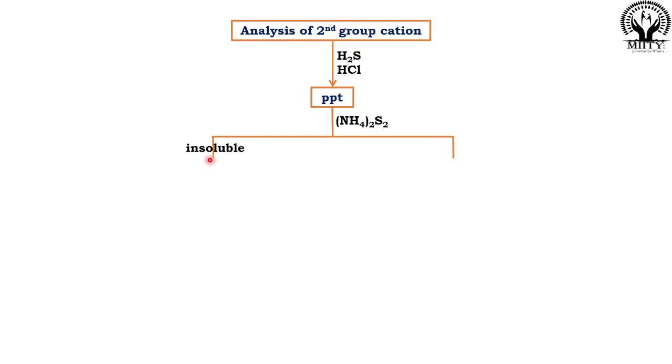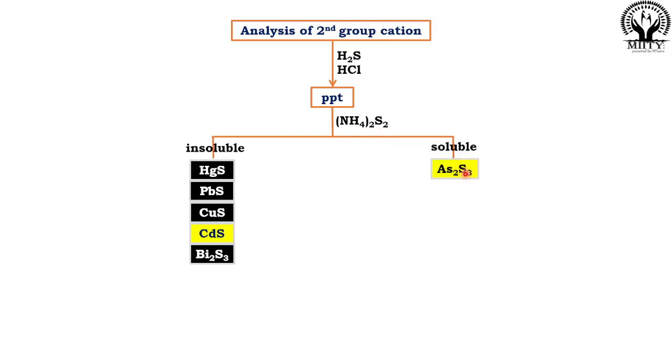In the 2A group, we have mercuric sulfide black PPT, lead sulfide black PPT, cupric sulfide black PPT, cadmium sulfide yellow PPT, bismuth sulfide black PPT. And the precipitates which are soluble in ammonium sulfide are arsenic sulfide As2S5 yellow PPT, SnS brown PPT, SnS2 yellow PPT, Sb2S3 orange PPT, Sb2S5 orange PPT.